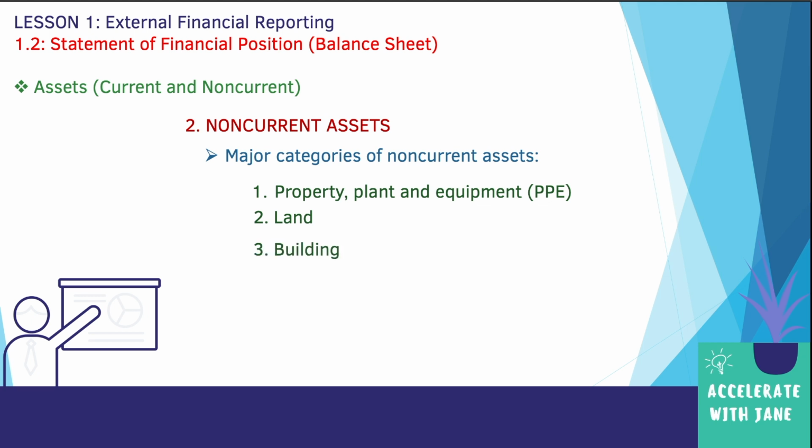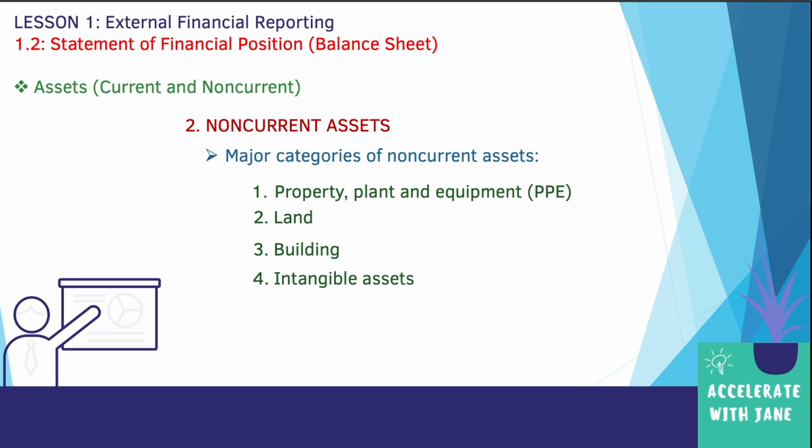Third, we have buildings. So these are fixed asset accounts that contain the carrying amount of the buildings owned by an entity. So typically, how do we record building? So for instance, the original purchase price or the cost of making the building plus the capitalized additions, if any, minus the accumulated depreciation and any subsequent impairments.